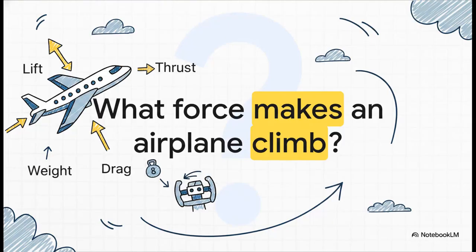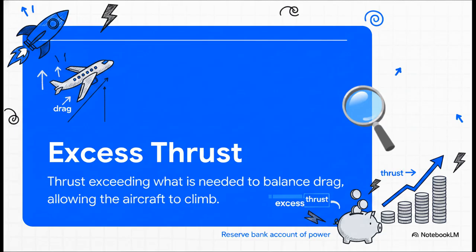To get our foundation set, I want you to think about this question for a second. What force actually makes an airplane climb? I mean, most of us intuitively assume it's lift, right? You pull back on the yoke, the nose goes up, the wings make more lift, and boom, up you go into the clouds. But is it really just the wings hauling us into the sky? Well, actually, no. The real secret sauce here is what we call excess thrust.